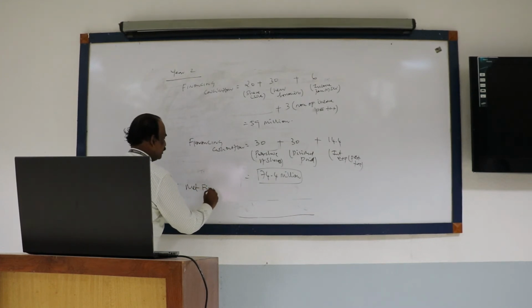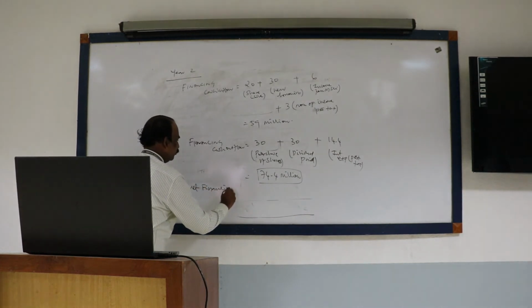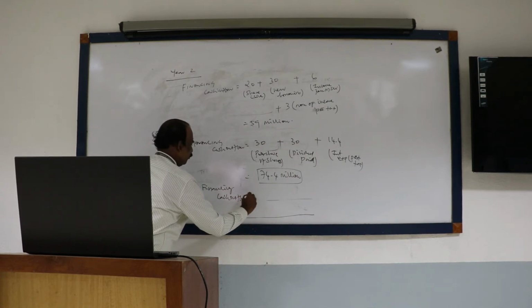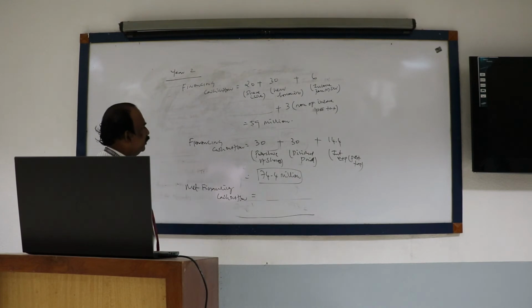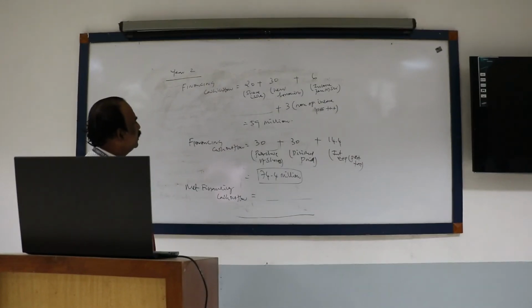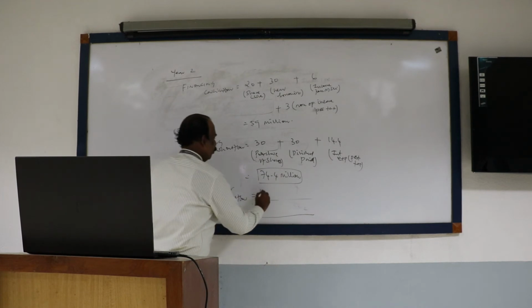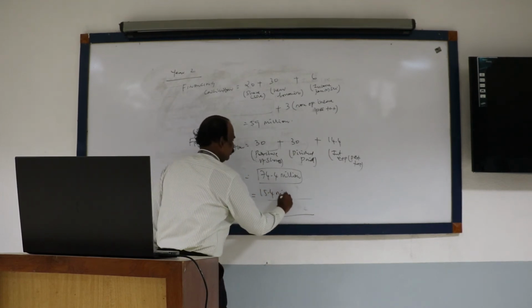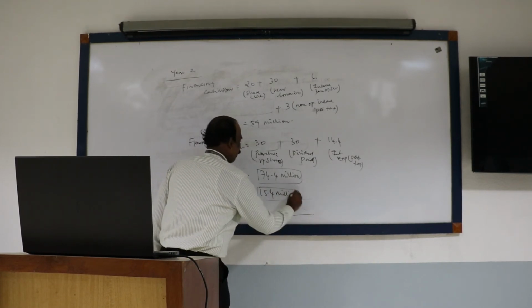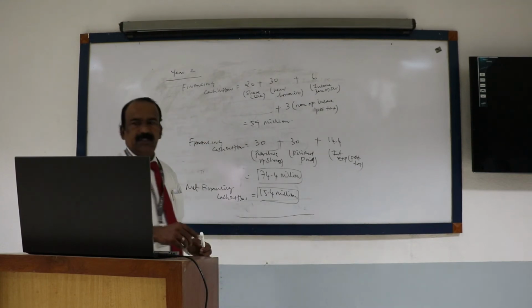So net financing cash outflow, you can write financing cash outflow. There is 74.4 minus 59. 15.4 million. That is the net financing cash outflow.